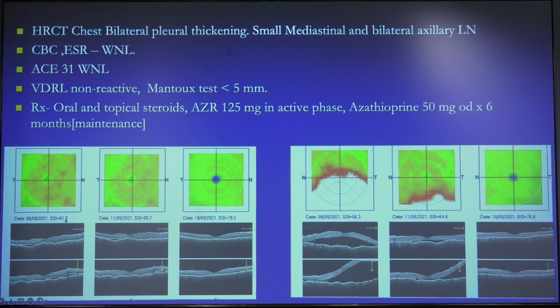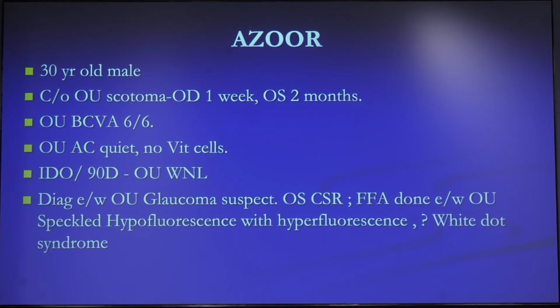So in this case, there was bilateral pleural thickening, and CBC, ESR was normal, ACE was normal, VDRL was non-reactive, and the patient was given oral and topical steroid and then put on immunosuppressants in the form of azathioprine, which the patient took for the next 6 to 8 months. And the patient continued to be fine.